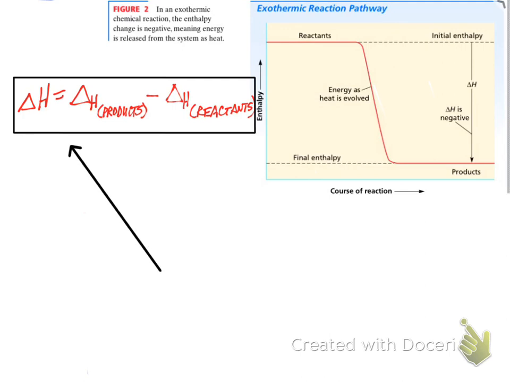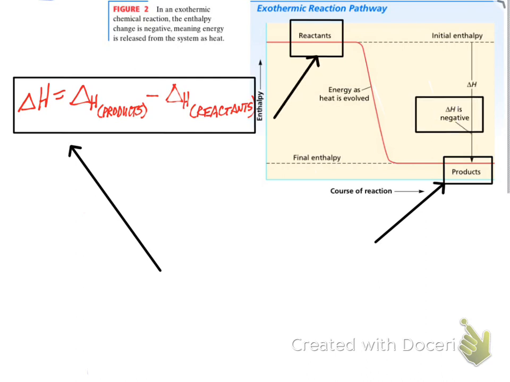But the change of heat for an overall reaction is really the change in heat of the products minus the change in heat of the reactants. As you can see here, the products are at a much lower energy state than the reactants. So if I subtract a small number from a large number, I'm going to come away with a negative value for my overall change in the heat of this reaction, and therefore, again, ΔH is negative with exothermic reactions.